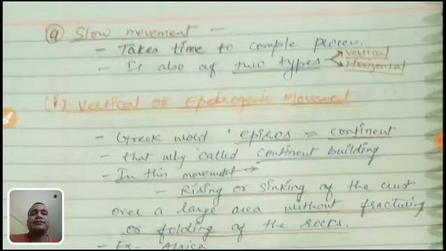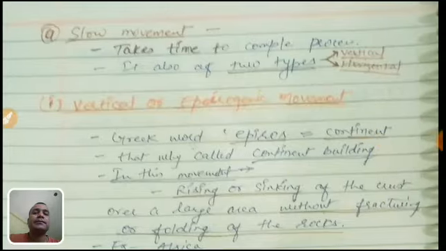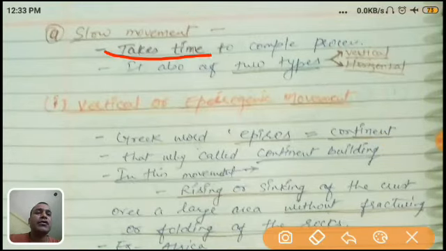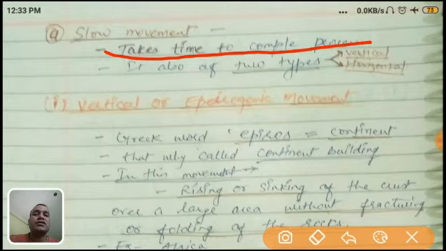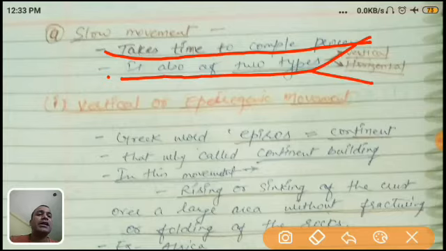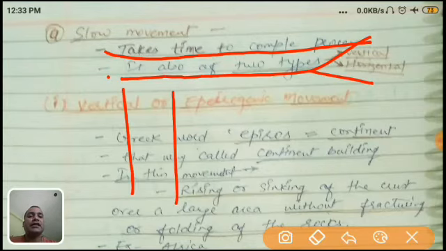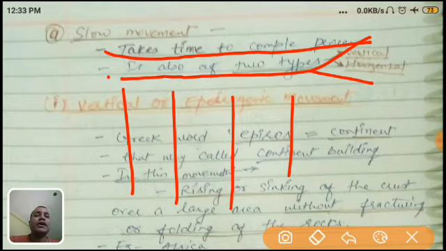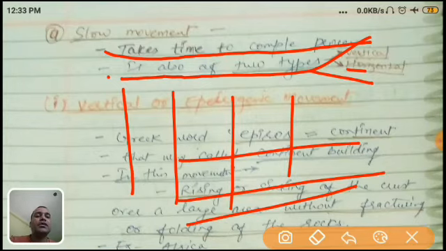Slow movement takes time to complete the process. As by the word we can understand, slow movement means the movement is very slow. It is also of two types, vertical and horizontal. Vertical means in the longitudinal part, and horizontal means the latitudinal part.